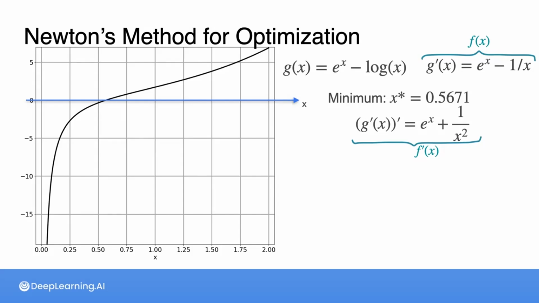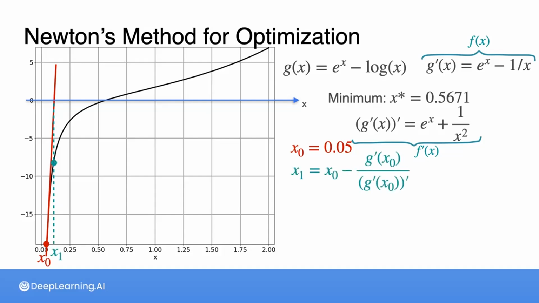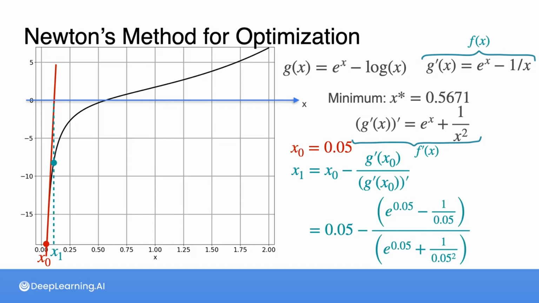So let's start. Let's do a few iterations. We start the iteration with the first value x0 equals 0.05. Now let's take the derivative and see where it hits zero. So it's at a point x1, not too far from it. x1 is given by this formula using Newton's method. We evaluate the derivative at e to the 0.05 minus 1 over 0.05. That's the derivative, divided by e to the 0.05 plus 1 over 0.05 squared. And we get 0.097. So that's our new point x1.